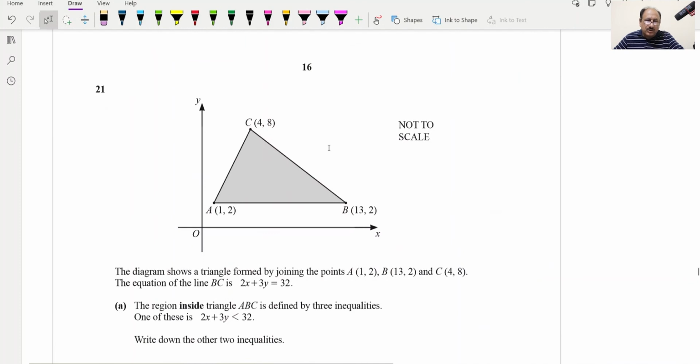Now question number 21. Question 21 says diagram is not to scale. The diagram shows the triangle formed by joining the points A, B, C, these 3 points.